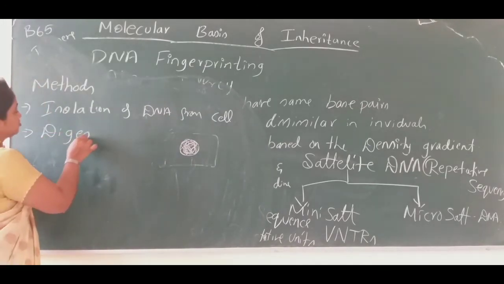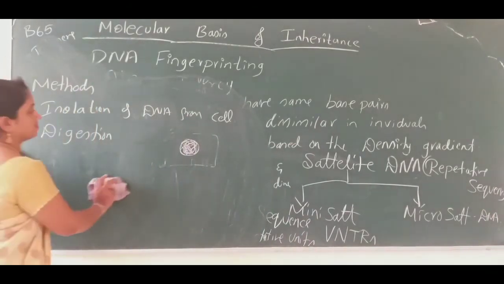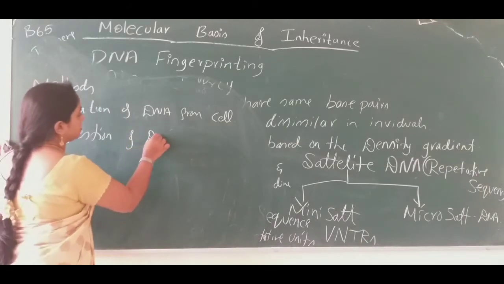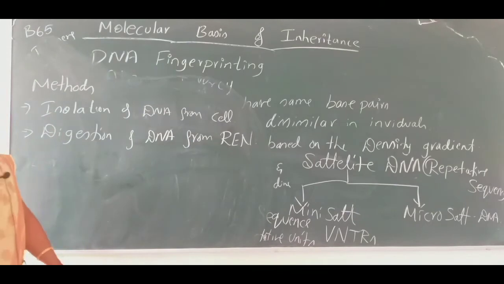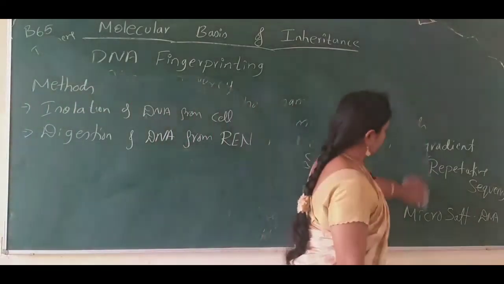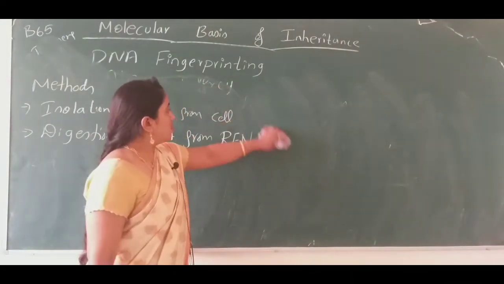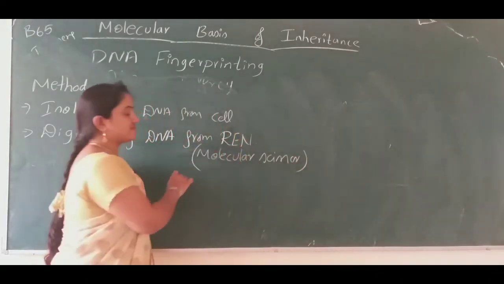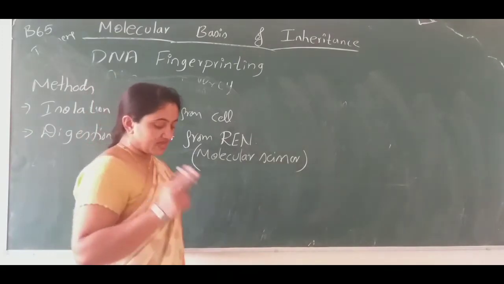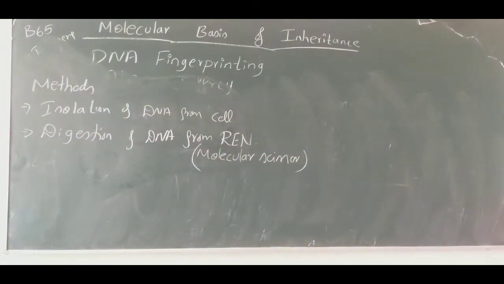Next is digestion. Digestion of what? Digestion of DNA by restriction endonucleases, REN. What is REN? It is an enzyme. What is it doing? It is cutting the DNA into fragments. It is also known as molecular scissors. After extracting the DNA from the cell, we are making it into parts or fragments. The next is, after the digestion, separation of DNA.